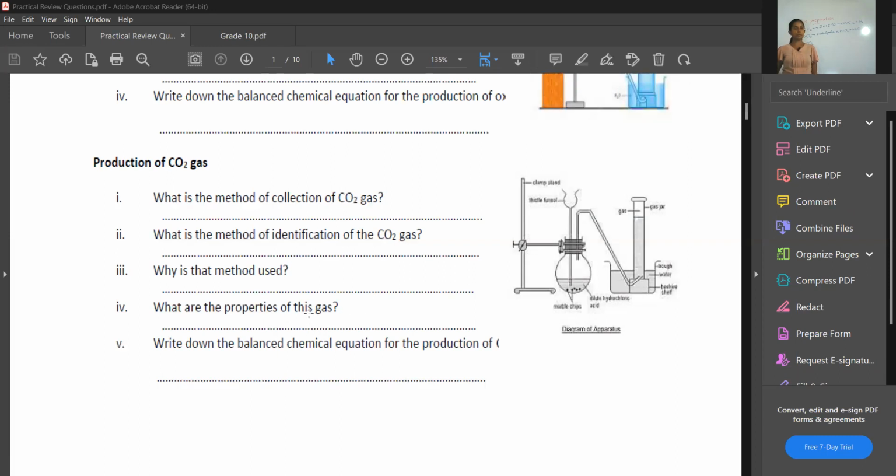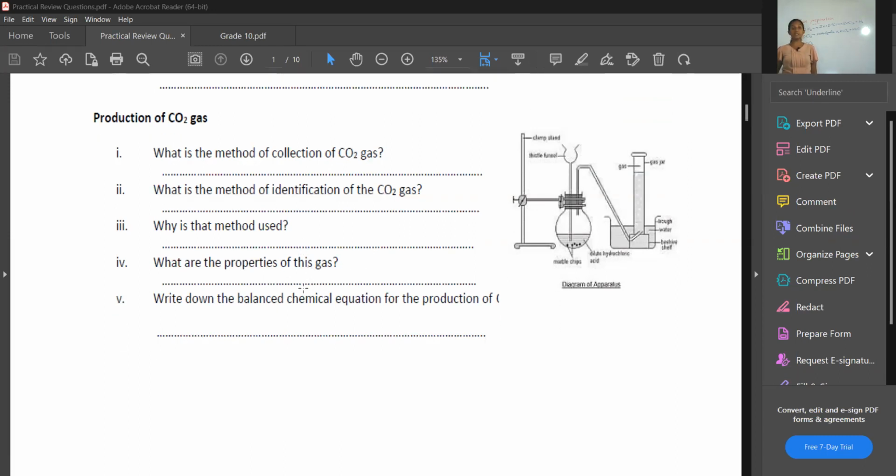Then look at the fourth one. What are the properties of this gas? It is also colorless, odorless, and it does not support combustion, and it is not a combustible gas. And you can write that one also. The relative molecular mass is 44.